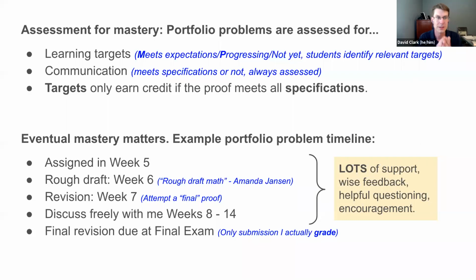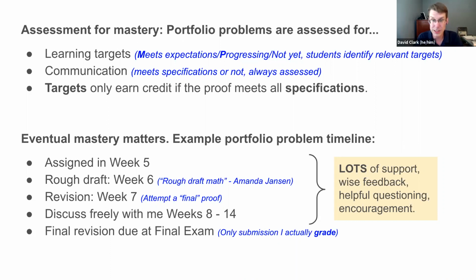All right, so when students are assessed for mastery, I'm going to focus again on the portfolio problems. This is how that works. Students can actually put learning targets of their choice on a proof on a portfolio that they've written. And those are assessed based on a 3-level rubric. It meets expectations, that's the language I use, or they're progressing or not yet. Only meets expectations matters, the rest is just a matter of a little bit of extra feedback.